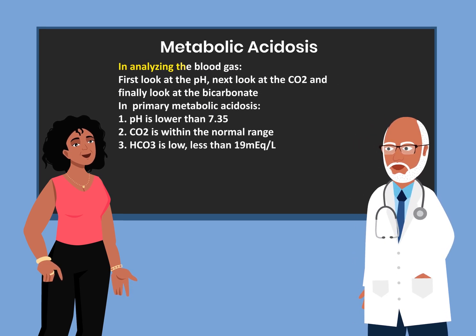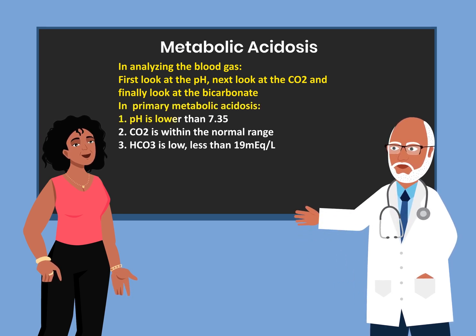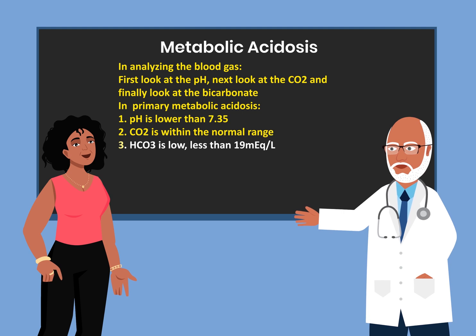In analyzing the blood gas, first look at the pH, next look at the CO2, and finally look at the bicarbonate. In primary metabolic acidosis, the pH is lower than 7.35. The CO2 is within the normal range and the bicarb is low, normally less than 19 milliequivalents per liter.